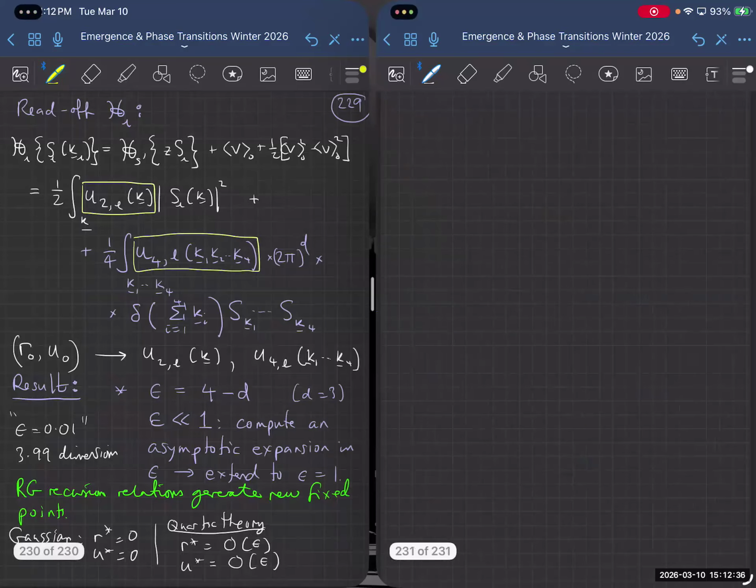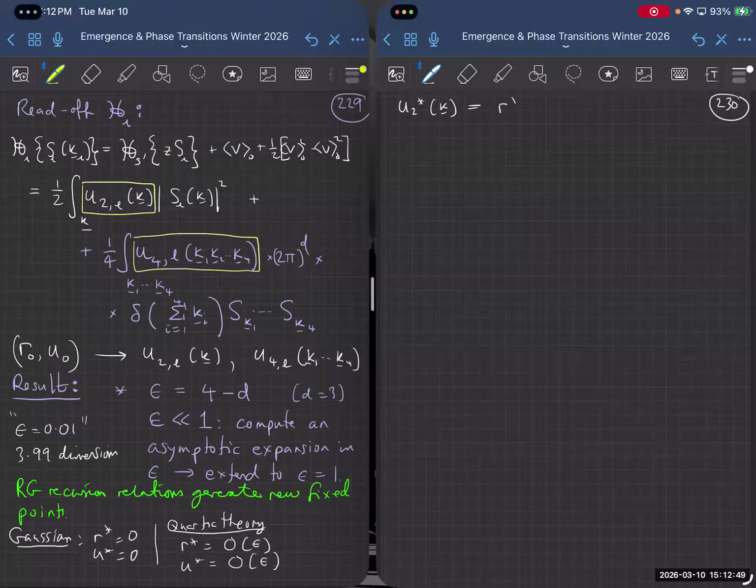And the function U2 star of k turns out to be R star plus k squared plus terms of order epsilon squared. If we look into those terms of order epsilon squared, it's disgusting, so don't look at them. So then we look at U4 at the fixed point. U4 at k is actually U star plus order epsilon squared.